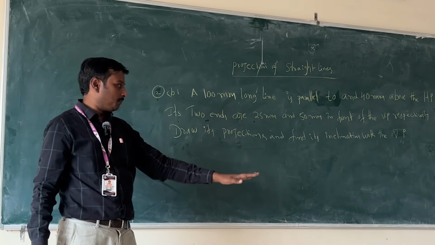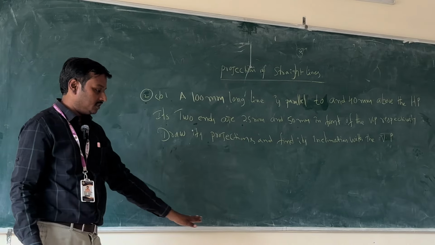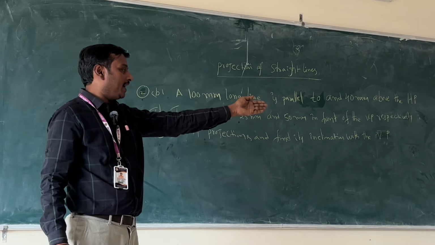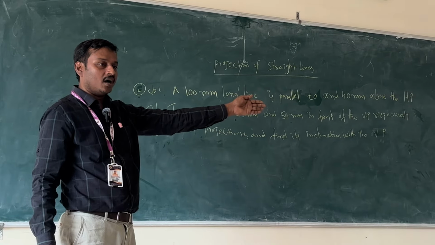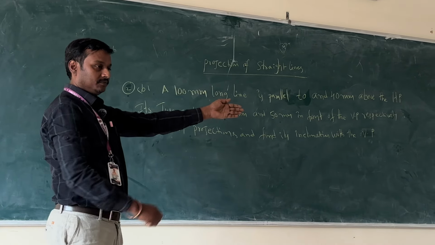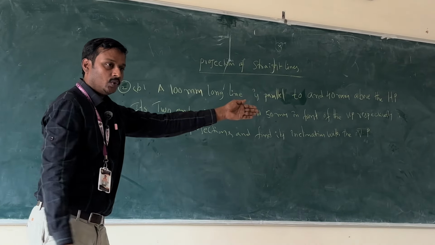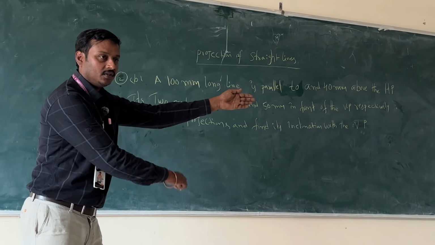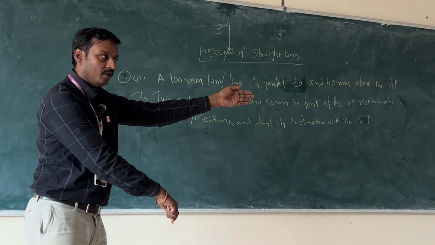Okay, see for example, this is the vertical plane, this is the horizontal plane. Then AB is a 100 mm long line. This is A, this is B. For example, the AB line is parallel to HP. This distance is 40 mm.